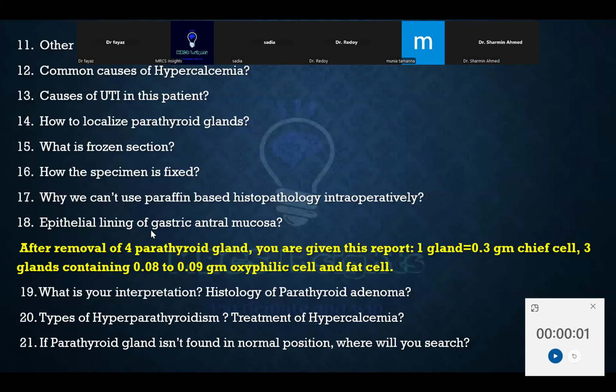Would you please tell me the epithelial lining of the gastric antral mucosa? This contains columnar cells with goblet cells. Simple columnar epithelium with goblet cells. Very good. Now see, read the stem. After removal of 4 parathyroid glands, you are given this report: 1 gland containing 0.3 gram of chief cells and 3 glands containing 0.08 to 0.09 gram of oxyphilic cells and some fat cells. So what is your interpretation?